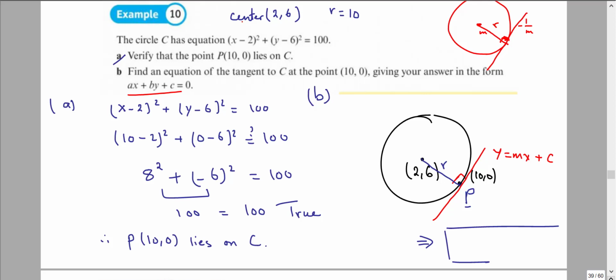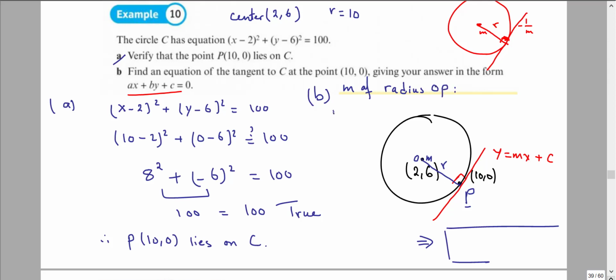Actually, this is difficult. A better thing to do is to find the gradient of the radius OP. This is O, OP. Find the gradient of the radius OP. Then you know that the tangent is perpendicular to the radius, so you can flip the gradient and change the sign. First, get M of radius, the gradient of radius OP.